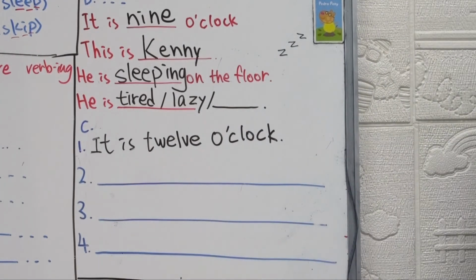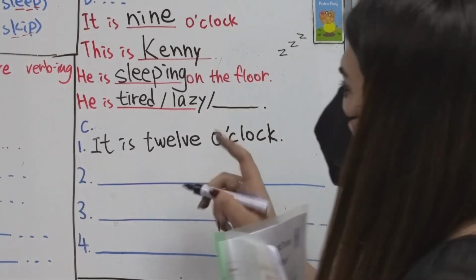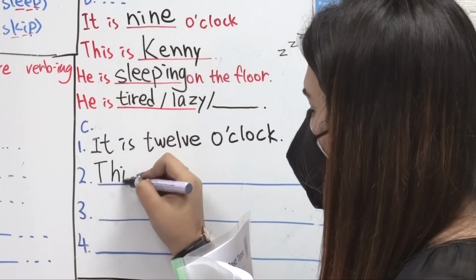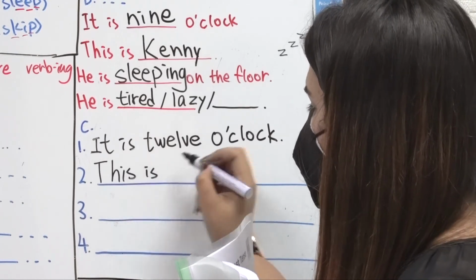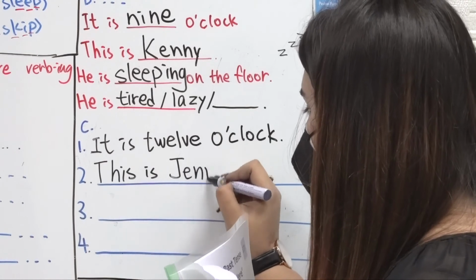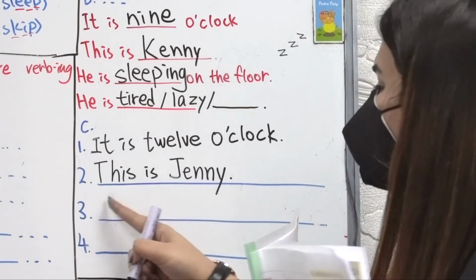What is the name of this person? Look at the picture and tell me. Jenny. Good job. So just like this, right? This is Jenny. Remember, capitalize the name of a person. Okay? This is Jenny.